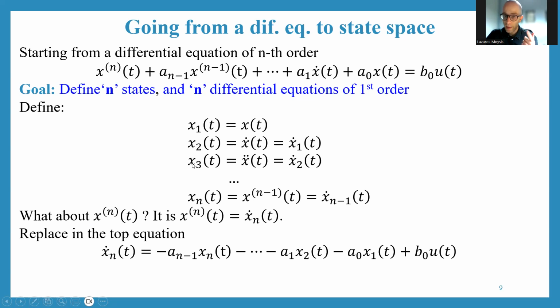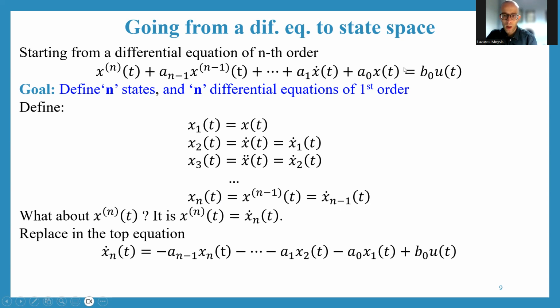Then x3 is the second derivative of x, right? Which means, of course, that it is also the derivative of x2, right? X4 is the third derivative, which is the derivative of x3, and so on. So as you see right here, x becomes x1, this becomes x2, and so on and so on, until this term becomes xn. Okay, as you see right here, xn, which is also the derivative of the xn minus 1 term.